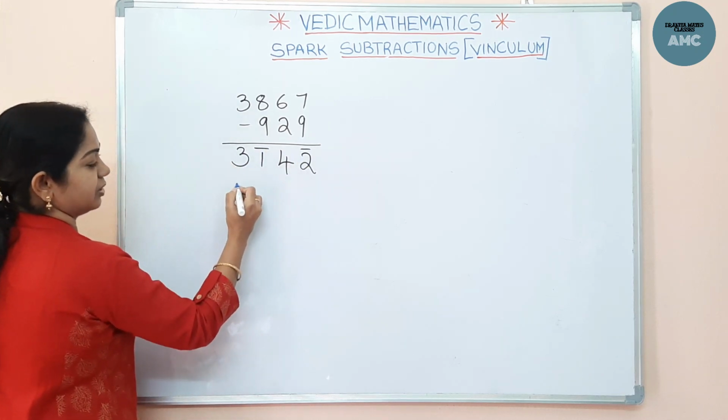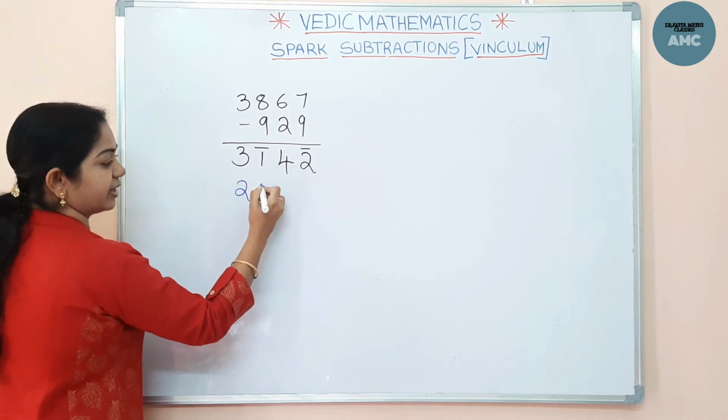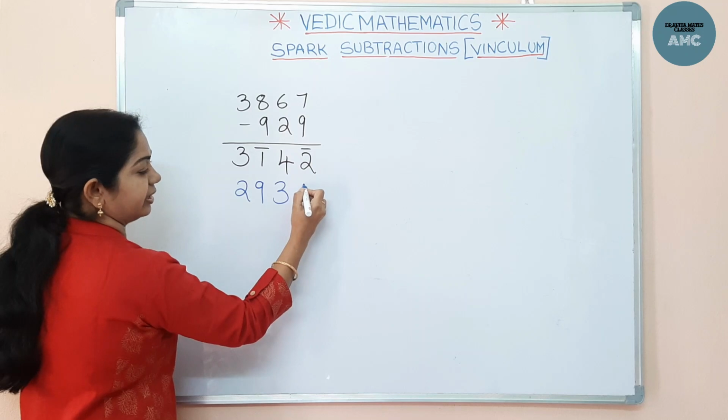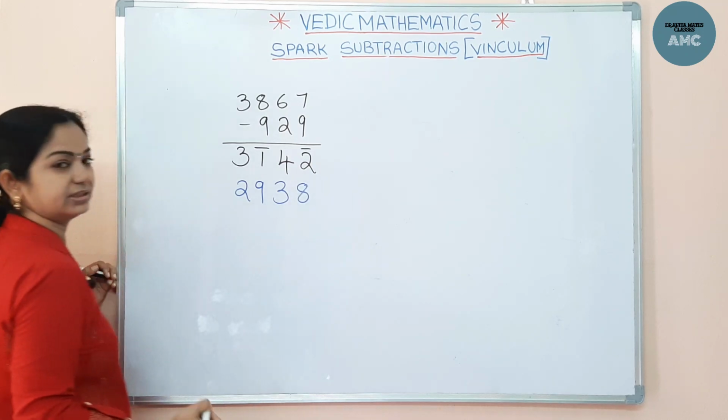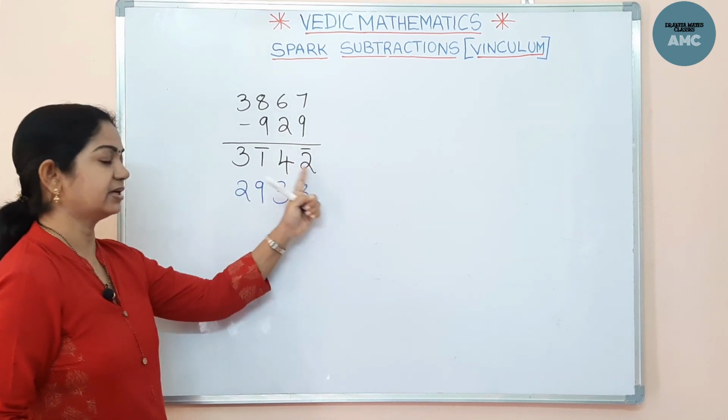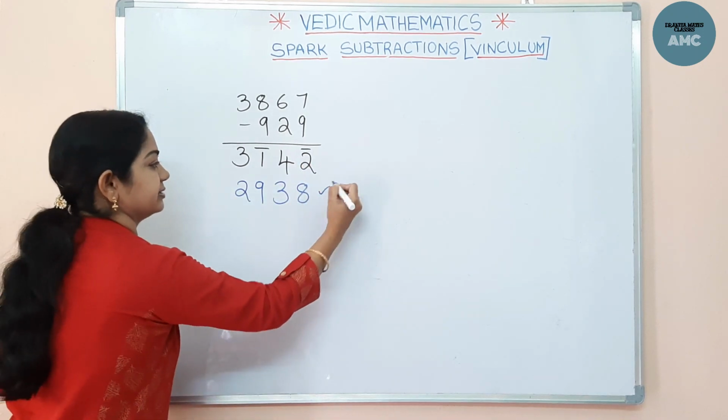Now before this, you have to decrease 1. The complement of 1 is 9, and before this decrease 1. The complement of 2 is 8. So this is the answer. So just for 1, you have to write the complements, decrease 1 before. So the answer is this.